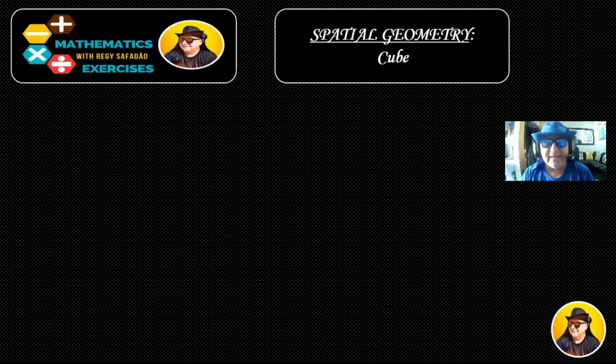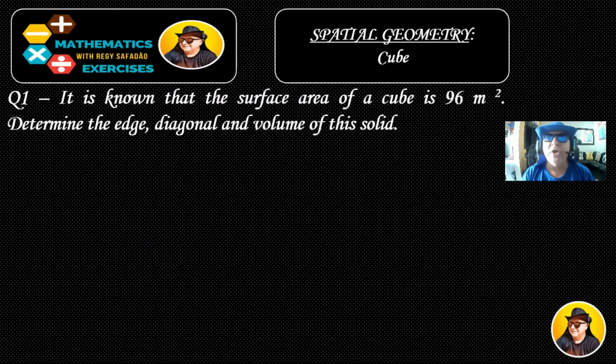Okay, well, our today's subject is spatial geometry, talking about cube. We are going to solve some questions about it. Let's see question number 1. It is known that the surface area of a cube is 96 meters squared. Determine the edge, diagonal, and volume of this solid.